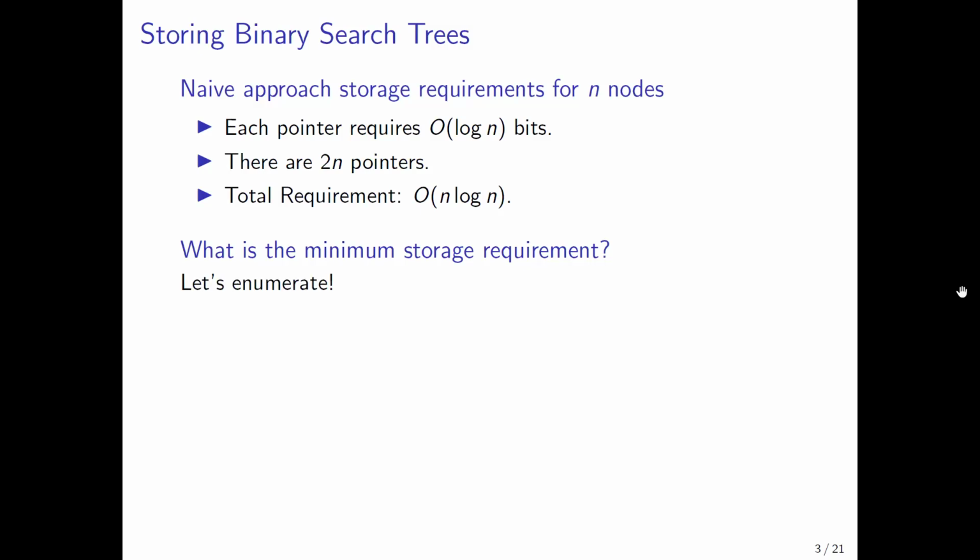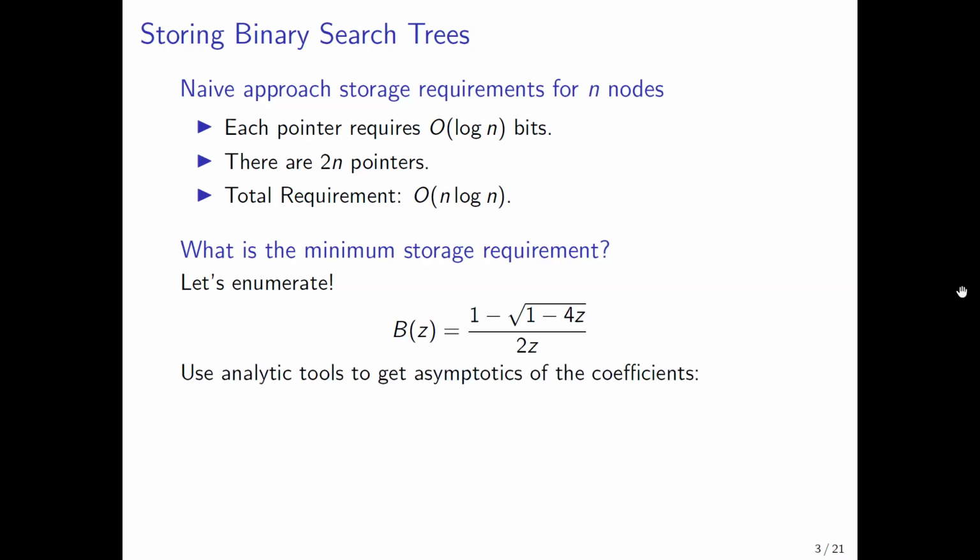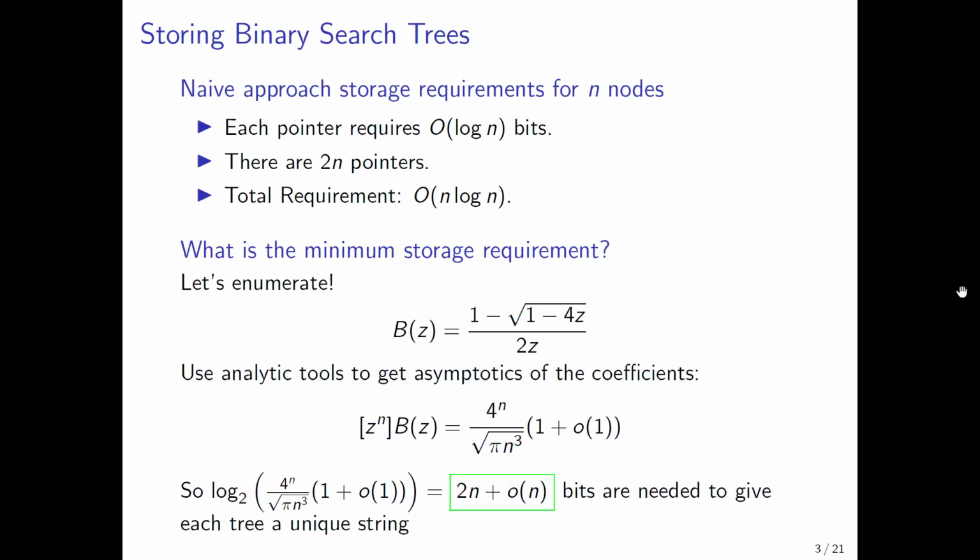So obviously we have to enumerate in order to calculate how many trees there are. So here's the generating function for binary trees. We can use analytic tools to get the enumeration, and we can find out that you need 2n plus little o of n bits in order to give every binary tree a unique string. So 2n is much smaller than n log n. So can we achieve this 2n bound, or is it impossible?